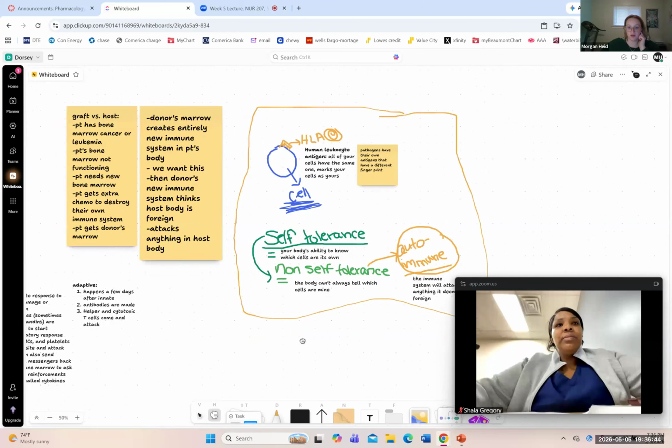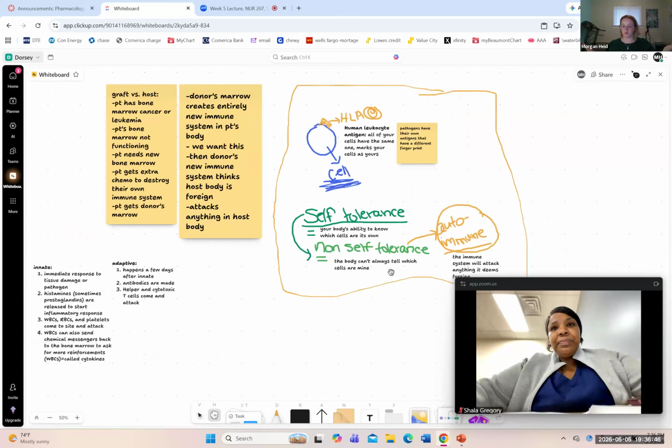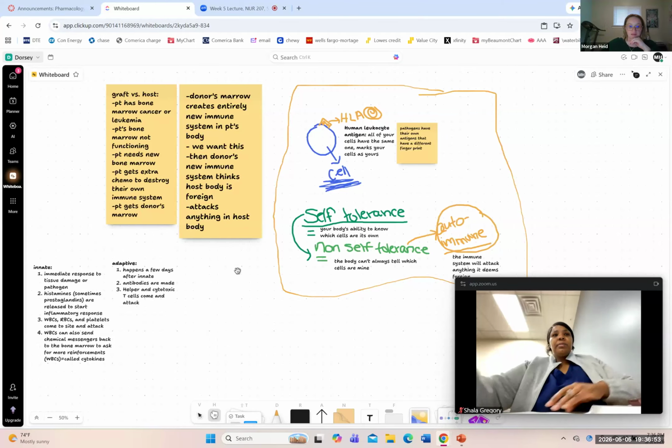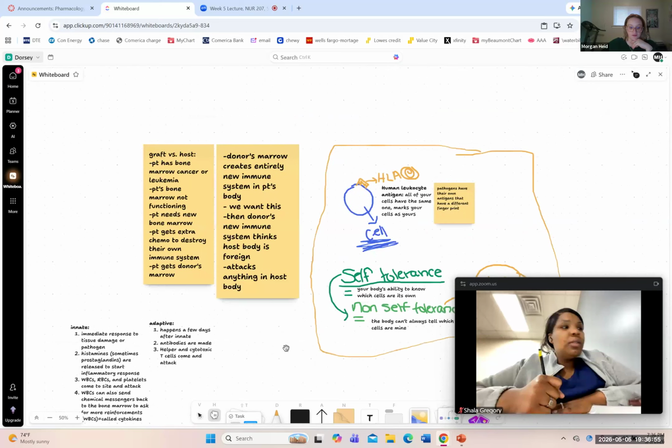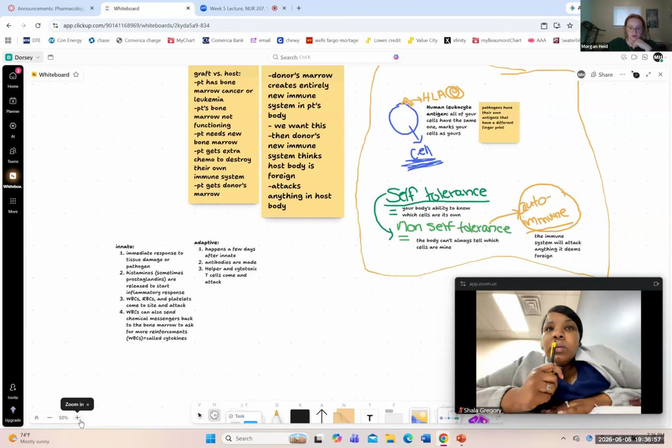So we're going to move on. I just want to basically define that's what an autoimmune disease is, because that's what we're going to be treating with immunosuppressants, basically. And then I want to hone in on this part right here, my innate versus my adaptive.